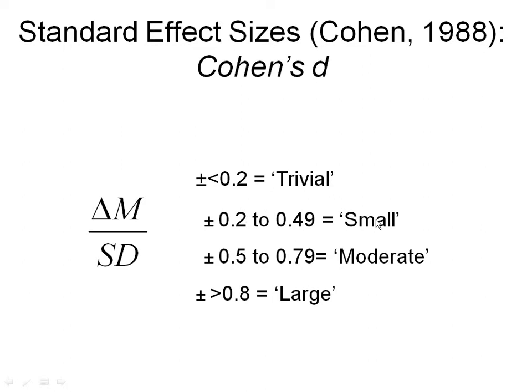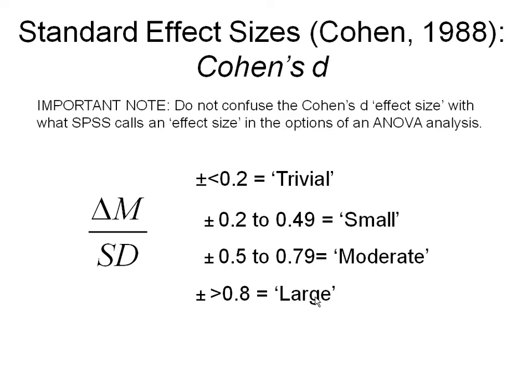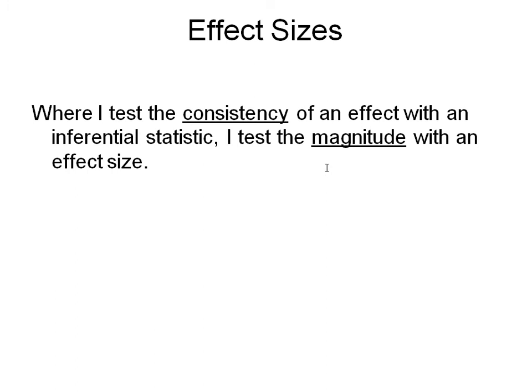0.2 to 0.49 we'll call small. 0.5 to 0.79 is moderate, and anything larger than 0.8 is considered large. Important to note, do not confuse the Cohen's D effect size with what SPSS calls an effect size in the options of the ANOVA. That would be a partial eta squared, not a Cohen's D. Even though they both come out as similar looking coefficients, don't confuse the two. SPSS will not do a Cohen effect size. You need to hand calculate that in Excel.